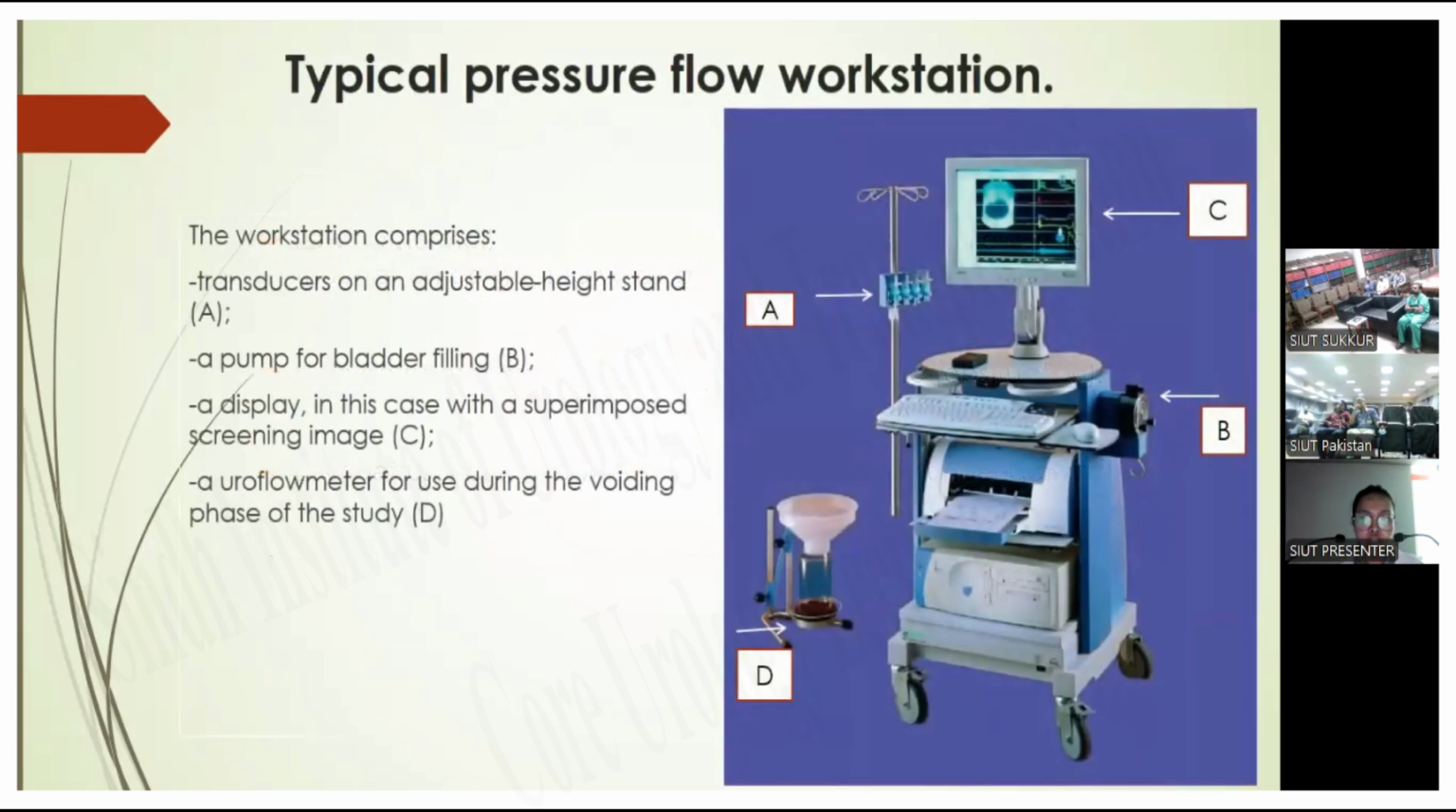So this is a typical workstation for this pressure flow study. A indicates the transducers, which we discussed last time. B is the pump for bladder filling. C is the screen, and D is the UFM, the funnel-shaped uroflowmetry area.